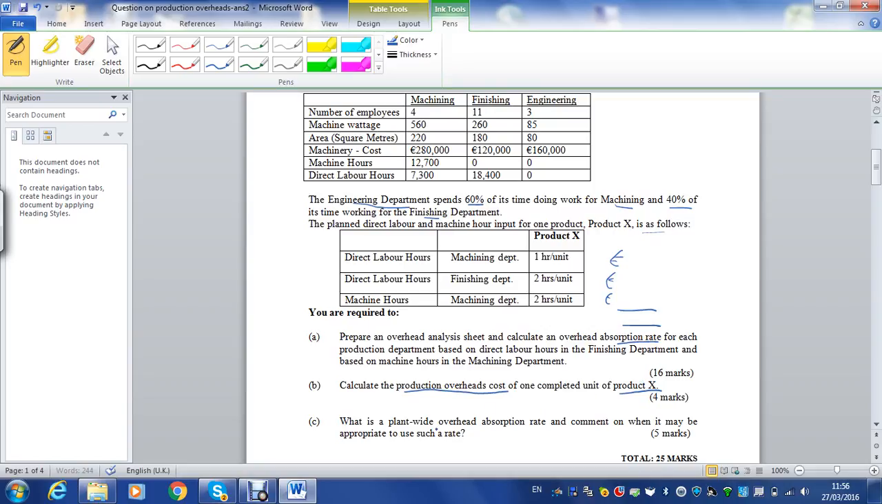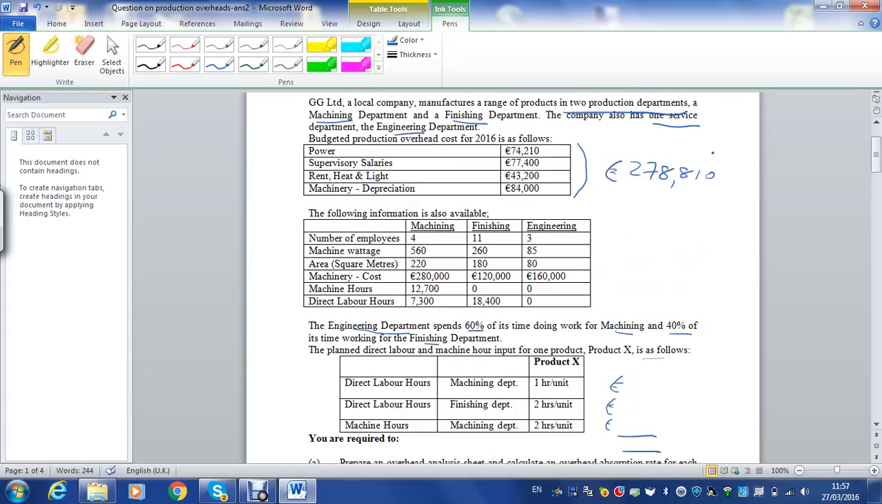And then the generic question is, why would we not use a blanket wide overhead absorption rate? We touched on that up here, because this is the total overheads, and why would we not just divide by 3, or maybe pick one of these components here and just divide one into the other and say there's our overhead absorption rate. We've got to get into more detail of what's driving the cost, and these are the cost drivers here at the top: power, salaries, rent and depreciation.